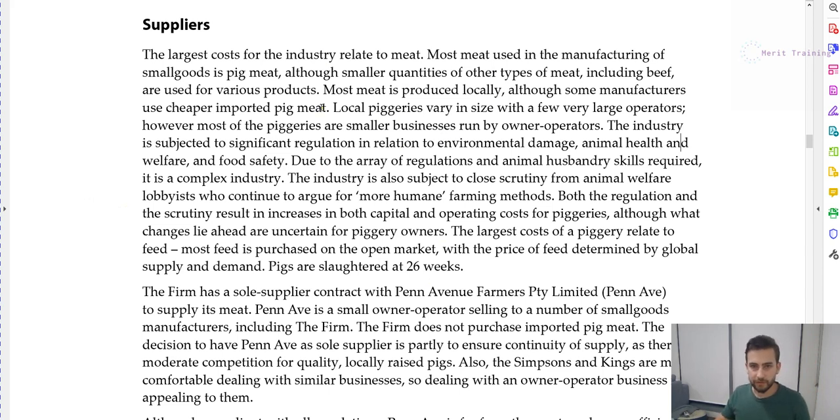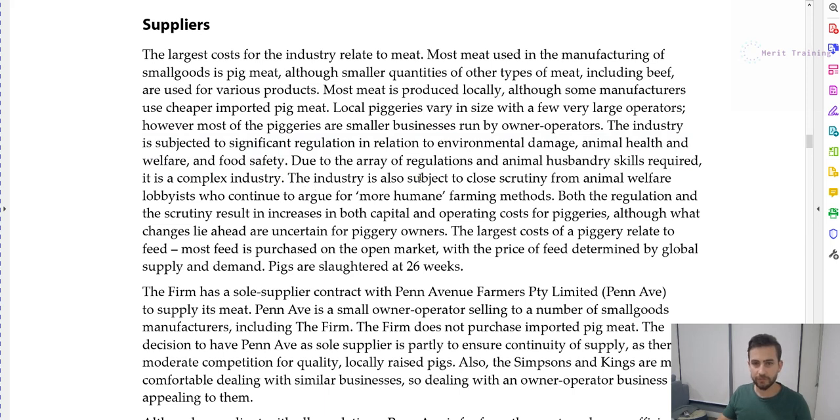Anyway, so back to this. Local piggeries vary in size. Do we cover that? Yep. And most of them are owner-operators. So the industry is subject to significant regulations. Let's copy that. Animal health, food and safety. That's an important point. Okay, and due to the array of regulations and animal husbandry skills required, it is a complex industry.